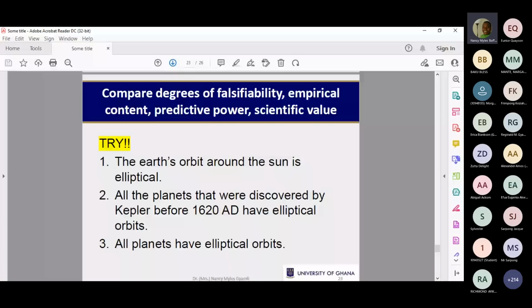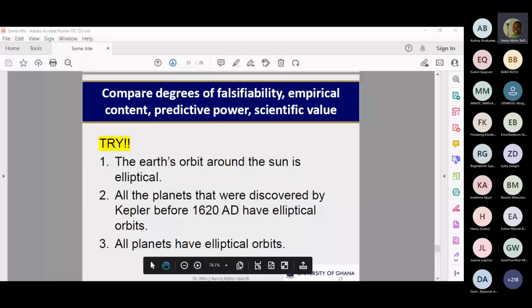I think there were 8 others in the book. I just picked 3 to help you compare. Which of them has the highest empirical content? I want a chorus answer: 1, 2, or 3. Number 3. Very good. 3 is correct. Well done. 3 has the highest empirical content.